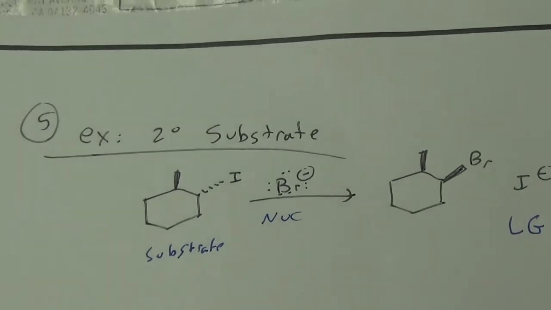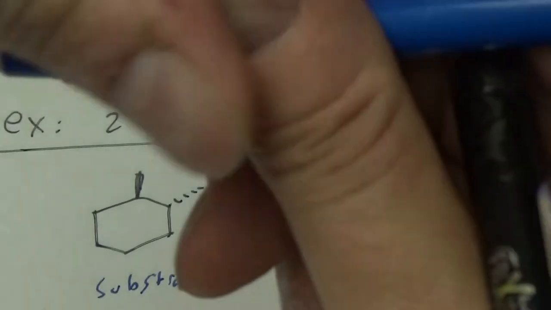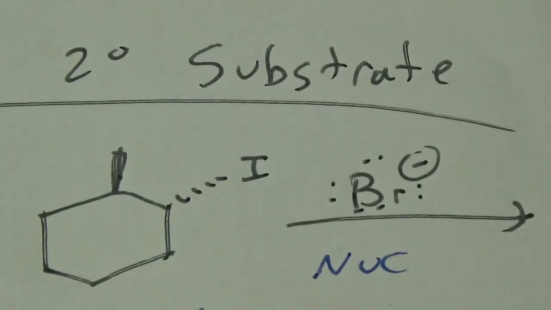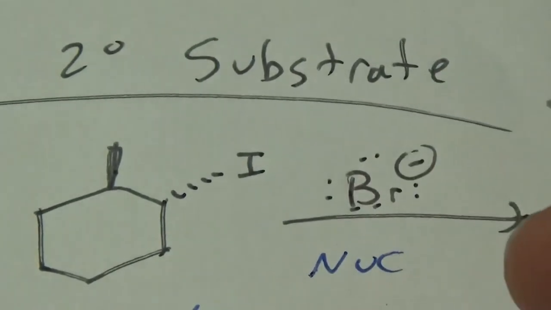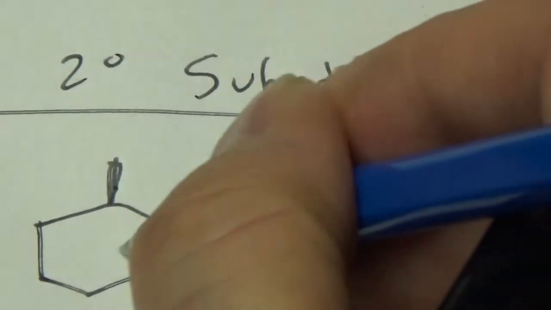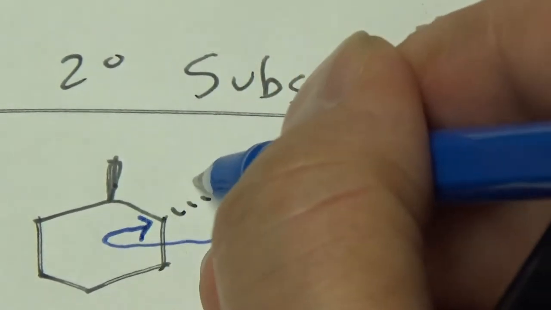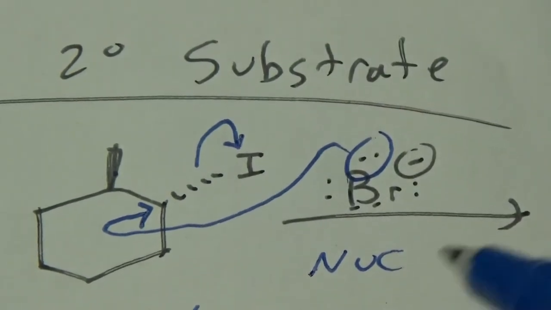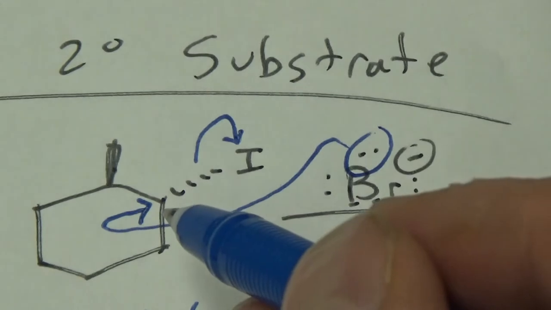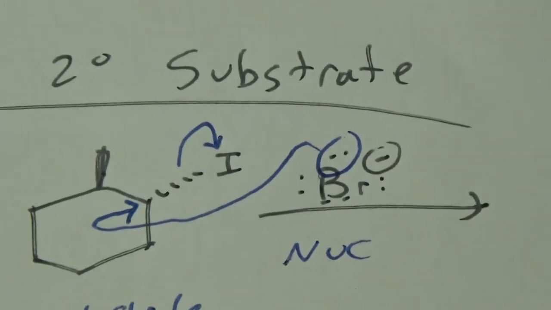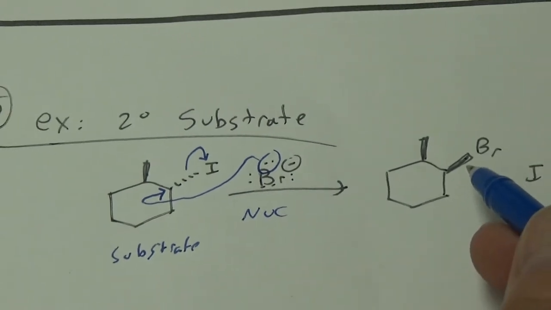How could I draw a simplified mechanism of this reaction? It's pretty simple already, so there's not much simplifying to do, but I'm going to circle the Br and have it attack from the back. That kind of shows how the Br attacks from the backside of the carbon, kicks off the iodide, and when it does that, the stereochemistry changes.